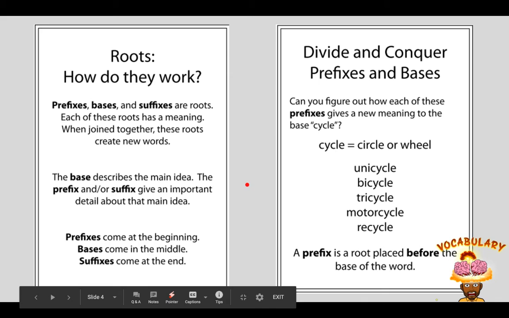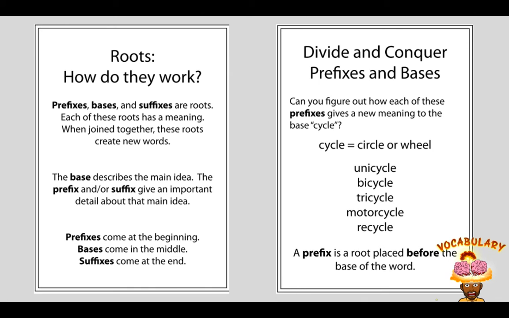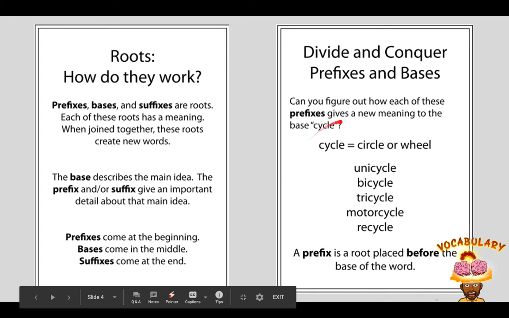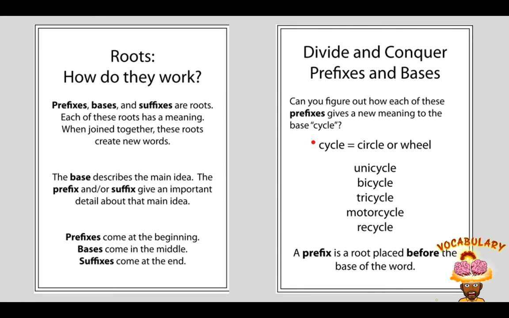Whenever we come across a word that we don't know and it has multiple roots, like a prefix and a base, or a suffix and a base, or prefix, suffix, and a base, we divide and we conquer. So let's see if we can figure out how each of these prefixes, which we know is the root that comes at the beginning, gives a new meaning to the word cycle. Cycle means circle or wheel. So here are a few words that have prefixes that change the meaning of the word cycle.